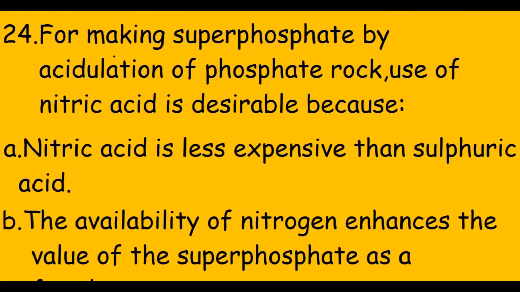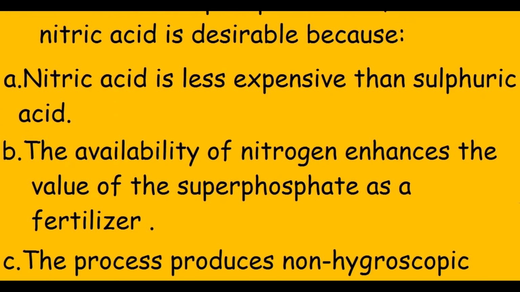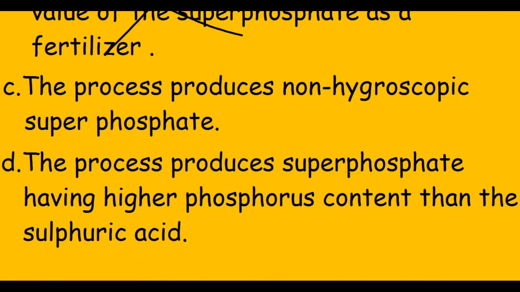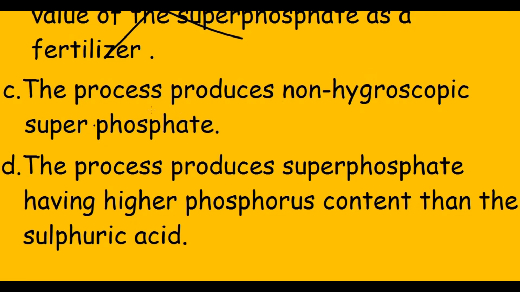So the next question asked, for making superphosphate by acidulation of phosphate rock, use of nitric acid is desirable because they have given 4 options. Nitric acid is less expensive than sulfuric acid. This is not correct. The availability of nitrogen enhances the value of superphosphate as a fertilizer. This is also wrong. The process produces non-hygroscopic superphosphate. This is wrong. The process produces superphosphate having higher phosphorus content than the sulfuric acid. This is correct. So remember, the nitric acid is used.